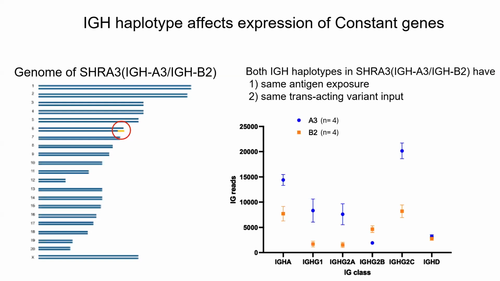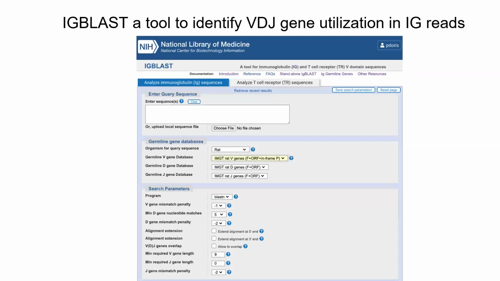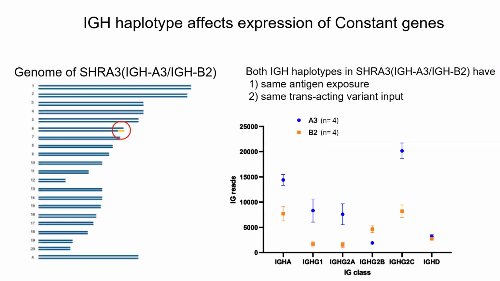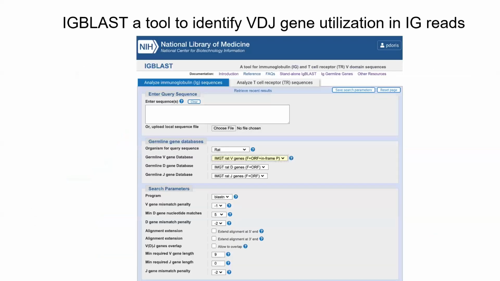So if we just look here at expressivity of the constant loci, you can see those constant loci on the axis at the bottom of the plot here. You can see there's a huge bias for most of these, towards expression from the A3 haplotype, which is rather surprising to us. You wouldn't be able to predict that from sequence alone. Look at the V genes.